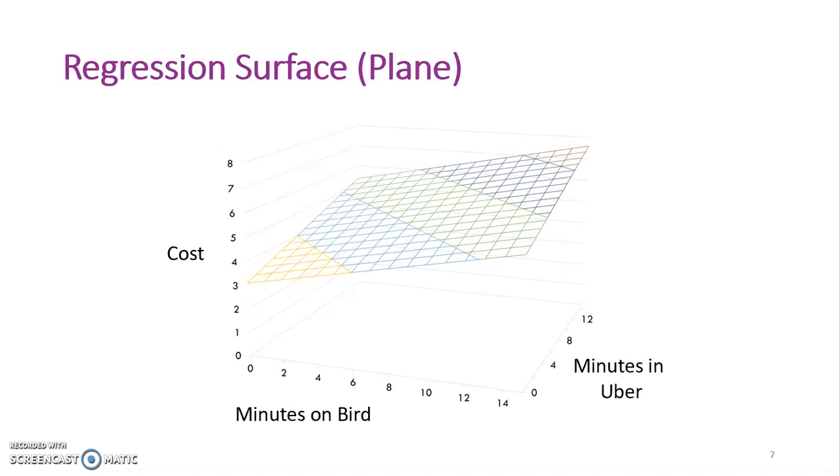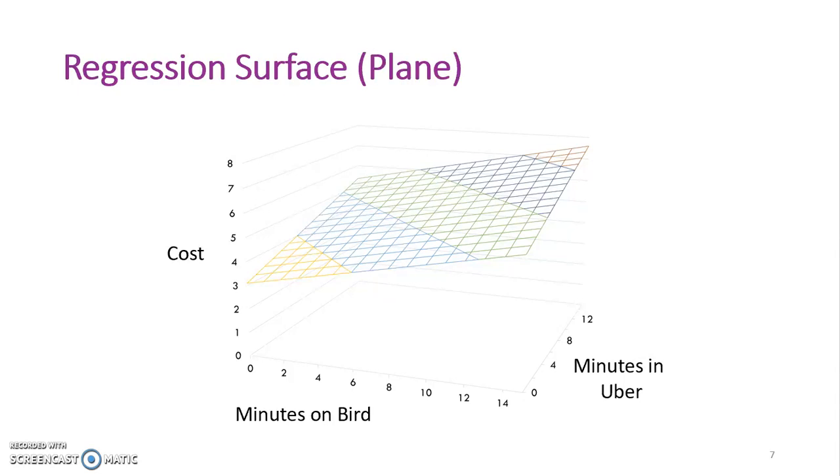This would be an example regression plane for our cost example. So we can see that now there are 3 axes as opposed to 2. What was the traditional y-axis still has cost on it. That's this vertical axis here. But now there are 2 horizontal axes.